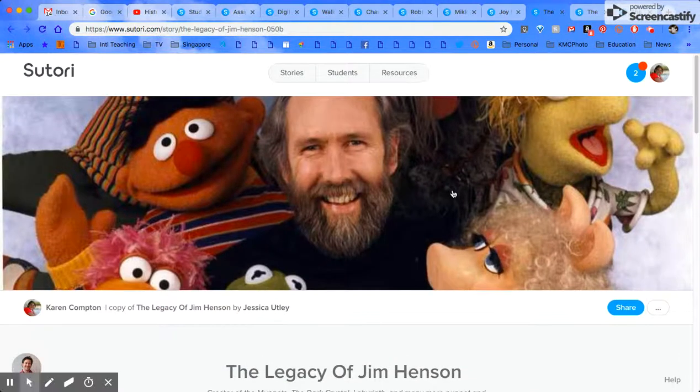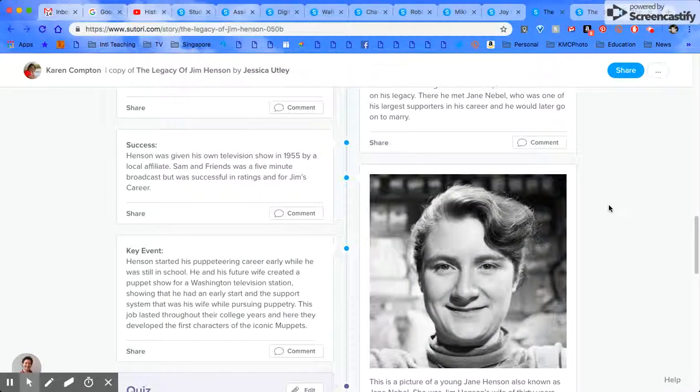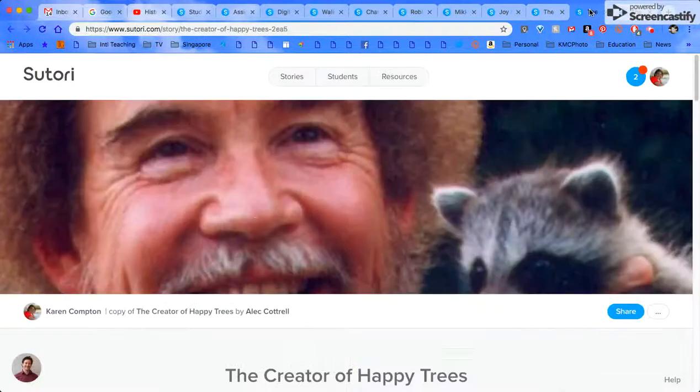One of the other ones is Jim Hansen here. So his legendary work throughout time. I thought this one was really well done. Just a couple more examples.